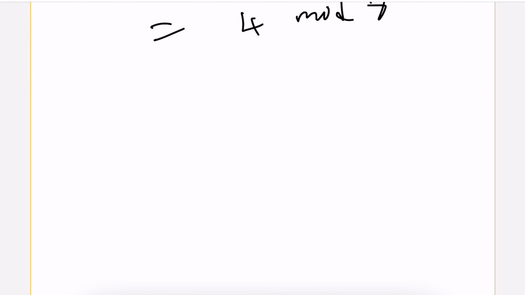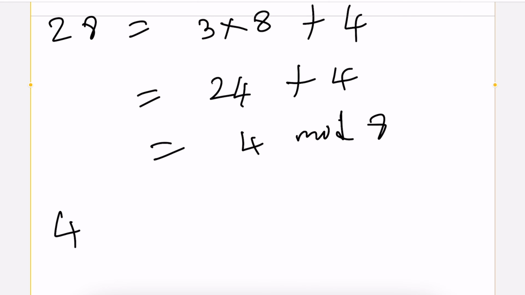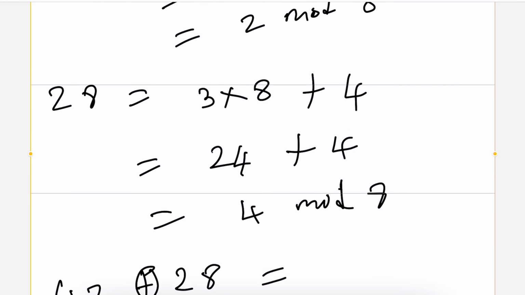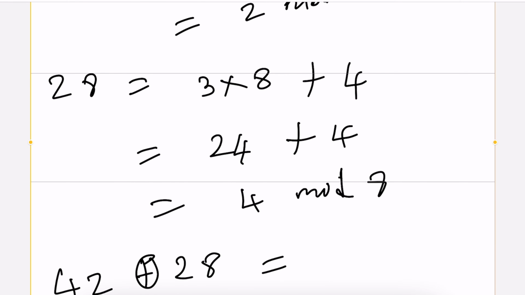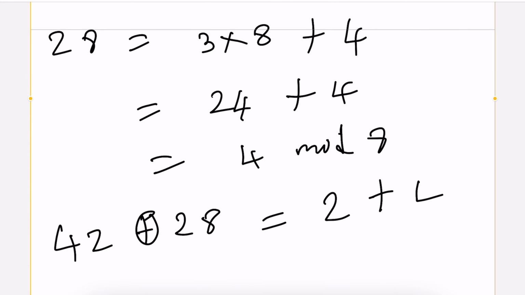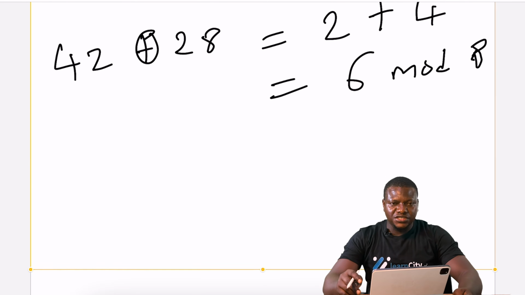Now 42 plus 28 is the same as 42 in modulo 8 as simplified, which is 2, plus 28 in modulo 8 as simplified, which is 4. If we add this together, it gives us 6 mod 8. So our answer is 6 mod 8.